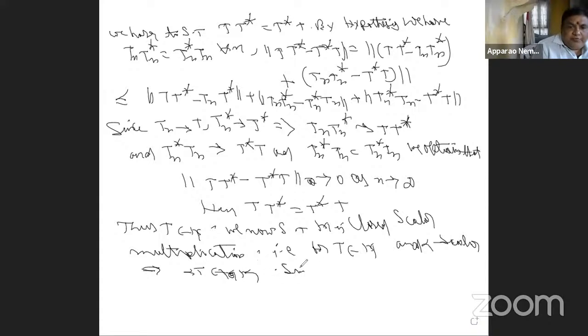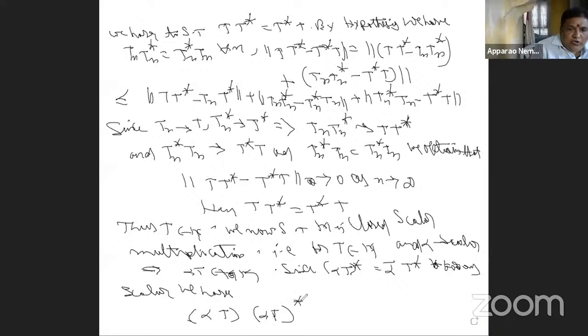Since alpha T whole star equals alpha bar T star, for any scalar we have alpha T into alpha T whole star, that equals alpha T into alpha bar T star, that equals alpha into alpha bar T into T star.